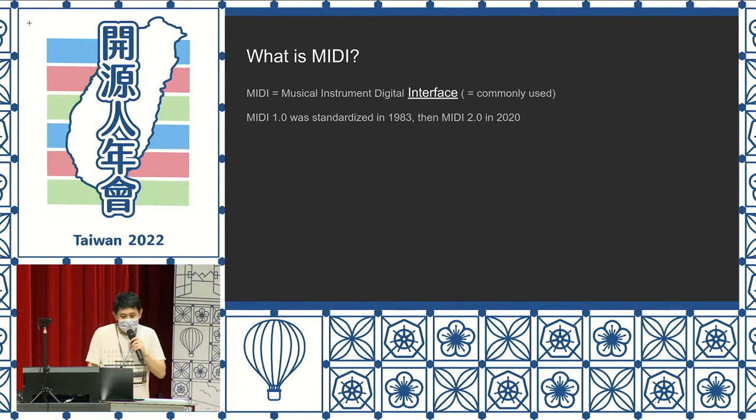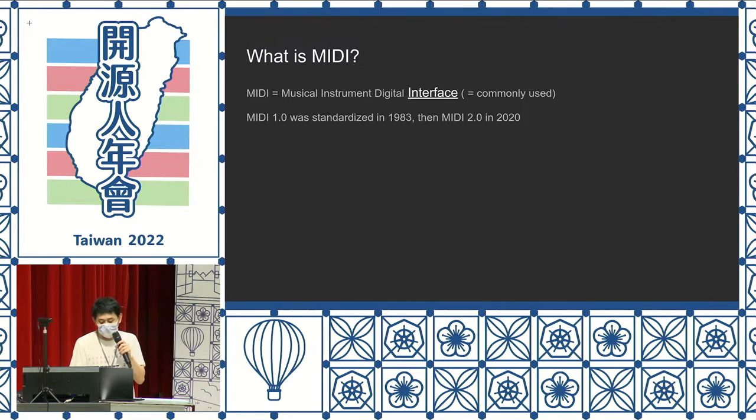So what is MIDI? MIDI is a Musical Instrument Digital Interface. But the only important part is interface, because MIDI is not used only for musical stuff. For example, IoT people use MIDI technology too, and they were never about music stuff. And the instrument, it could also be used for effectors, which are not instruments. And everything must be digital either. So the only important part is interface, and it means it's commonly used. MIDI 1 was standardized in 1983, which is like 40 years ago, quite an old time. Maybe you were not even born yet. And then MIDI 2 was upgraded in 2020, quite recent.